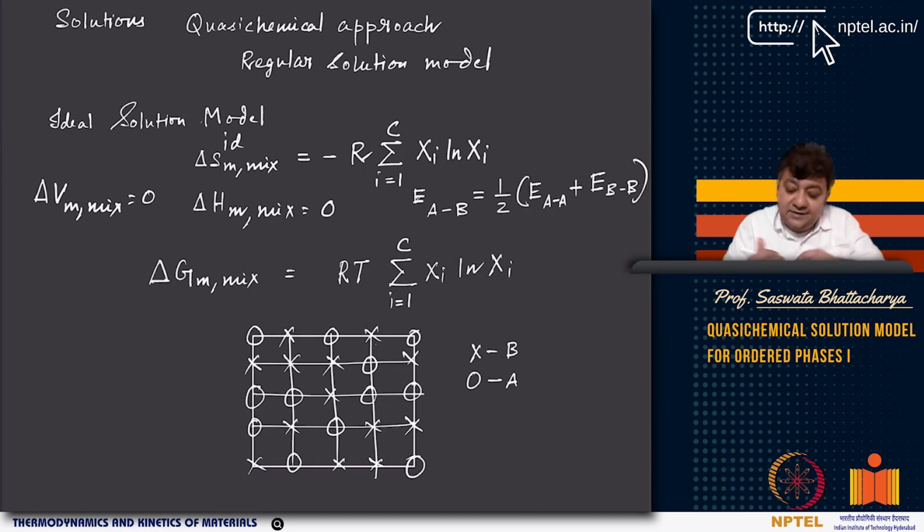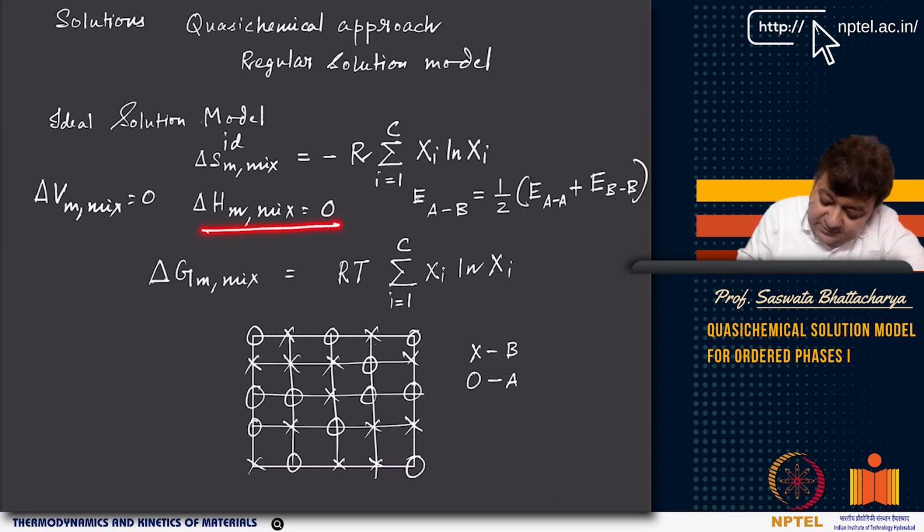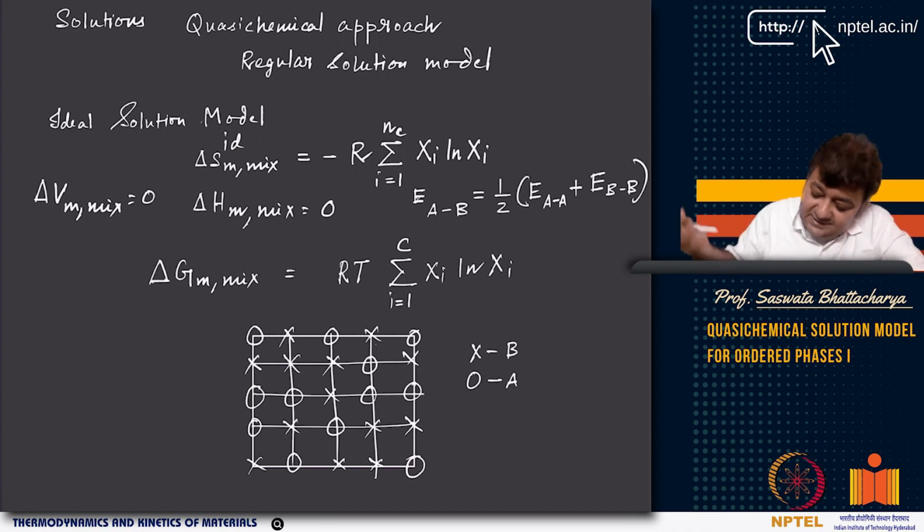In such a case, delta H mix, that is the molar enthalpy of mixing, goes to 0. The molar volume of mixing is also 0. Only the configurational entropy of mixing remains, which is given by minus R sigma x_i ln x_i, which is positive, where i goes from 1 to nC, the number of components, or I can go through A, B, C, D, whatever.